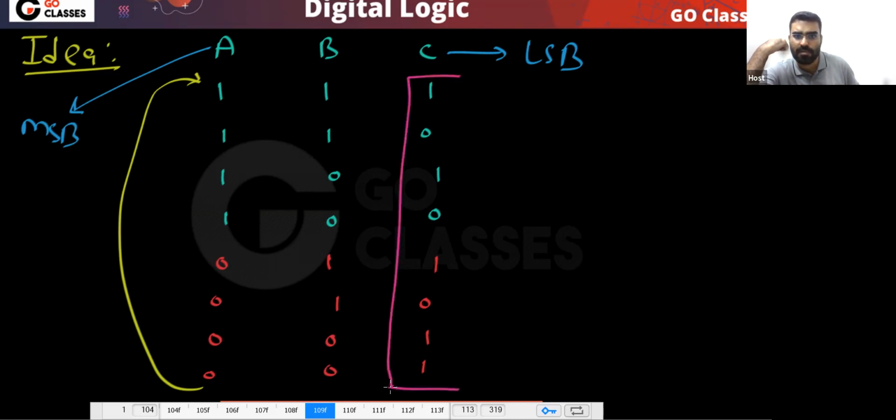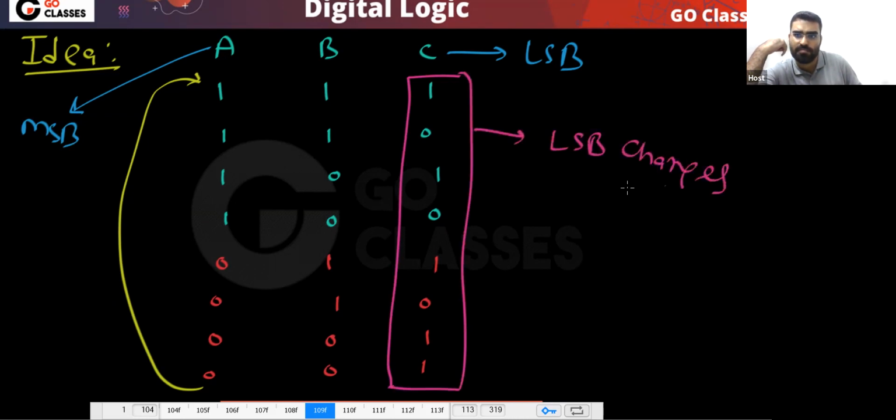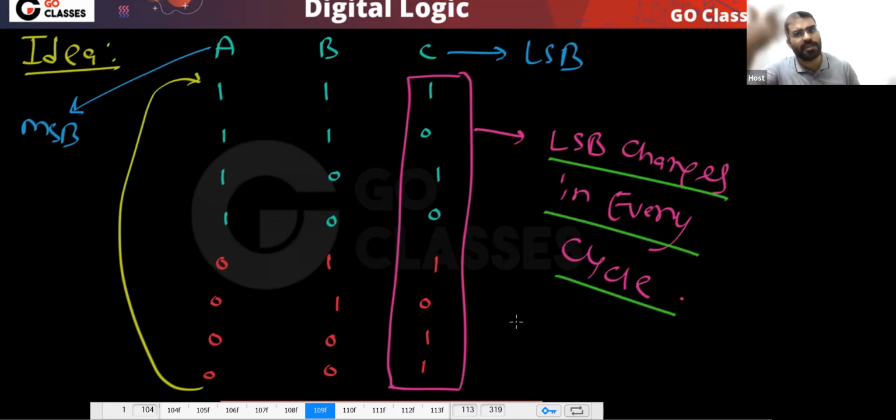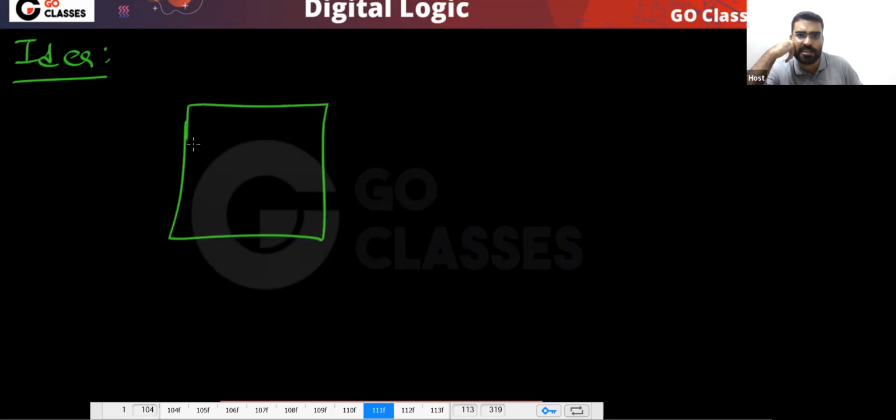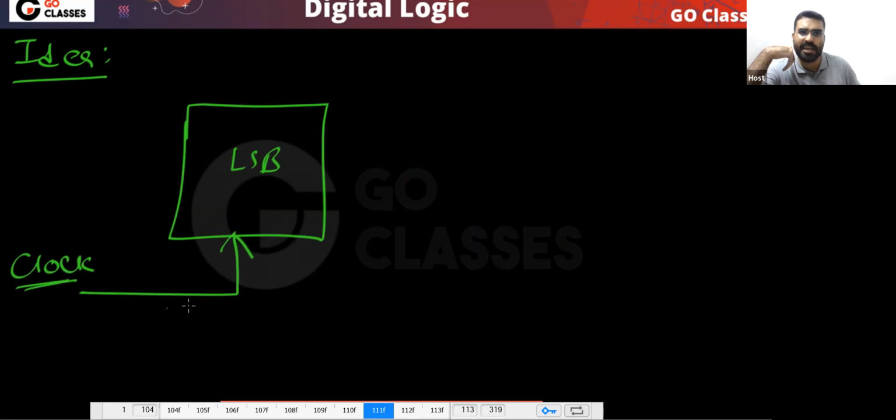This LSB changes in every cycle. So what idea will this give you? LSB changing in every cycle. So what idea will you get? That we connect the LSB directly to the clock. Yes or no? Because the LSB is changing in every cycle.